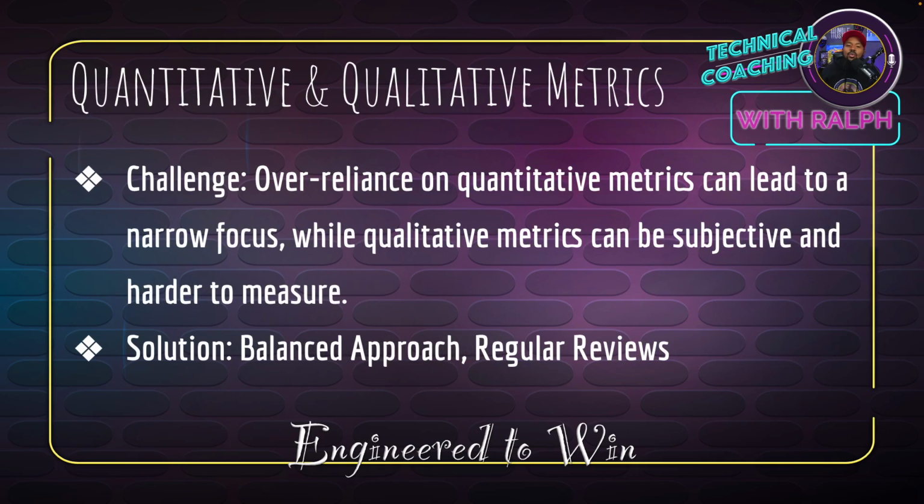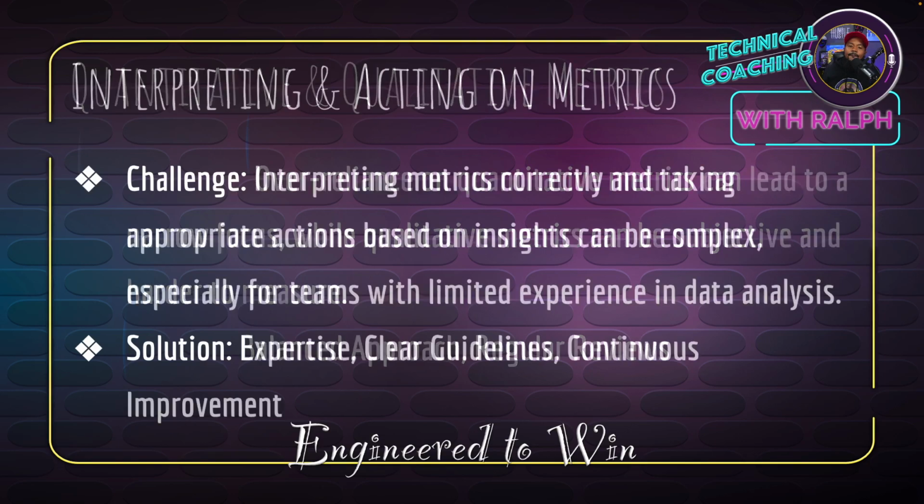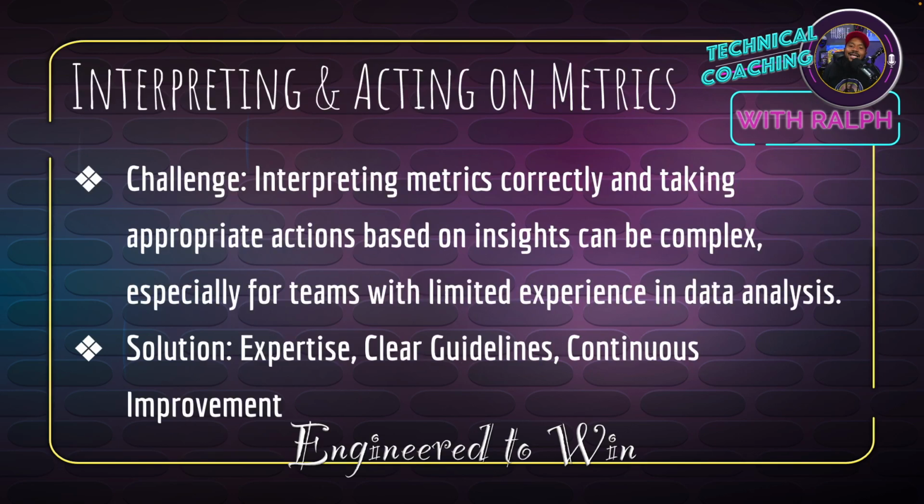All right. So now the quantitative and the qualitative metrics. How do we balance that, right? So the challenge: over-reliance on quantitative metrics can lead to a narrow focus, while qualitative metrics can be very subjective and harder to measure. What's the solution? You've got to balance it out, right? And then you always have to review it on a regular basis to make sure that we're not over-relying on one, and that the qualitative data we're getting is not too subjective and is actually giving us good data.